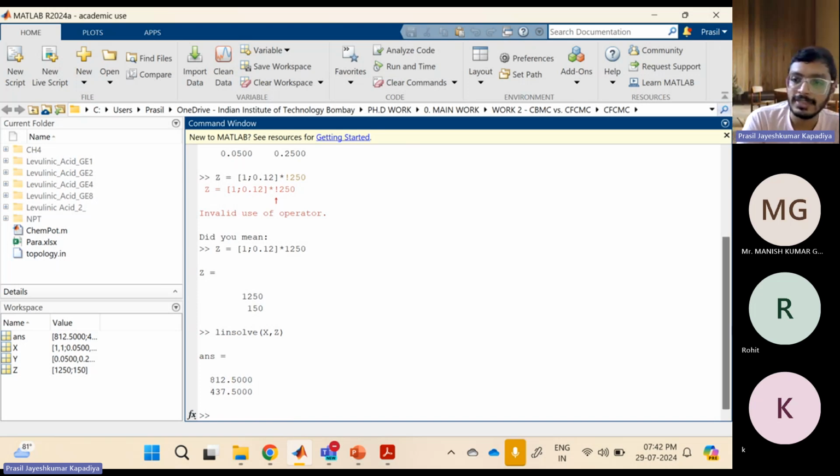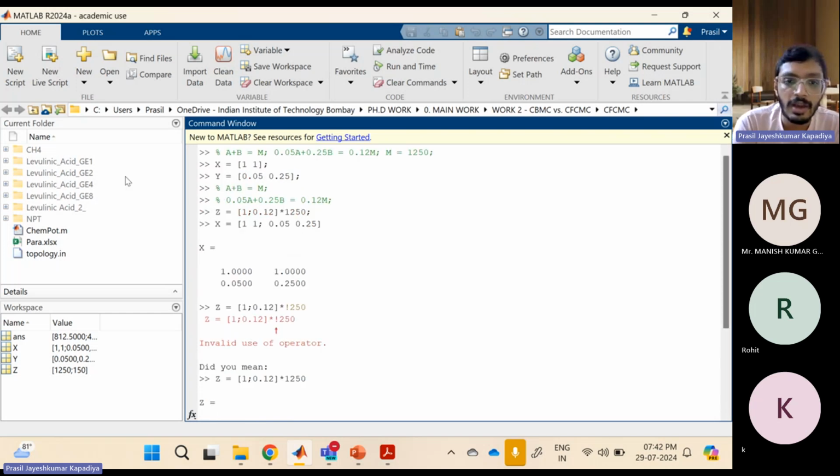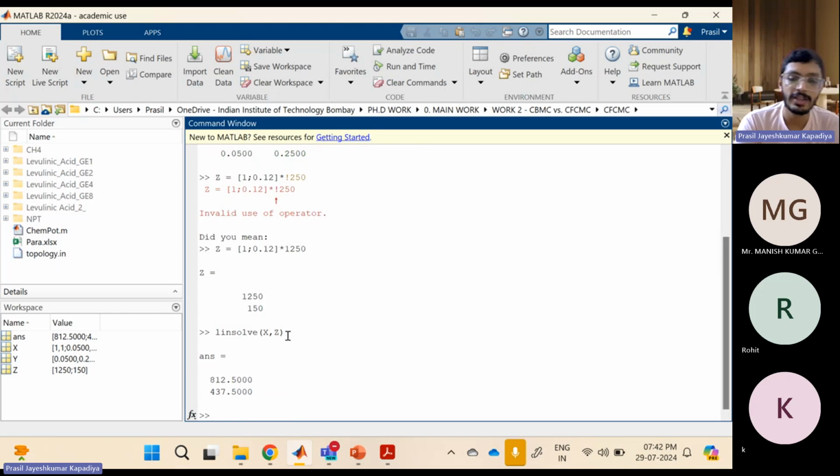Did you get what I did? I just wrote my equations the way we write here. This was my equation, a plus b is equal to m. So 1 comma 1 and 0.05 comma 0.25. First I wrote my first row 1 comma 1, then semicolon, second row 0.05 comma 0.25. And my z matrix, the right hand side matrix, is m and 0.12 m, in a column, one after another. So we have written it in column format, and then we need to solve it. So it's just linsolve x comma z. Did you get it, guys?